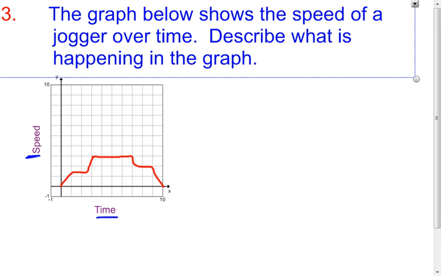So what's happening in this section right here is the jogger is increasing their speed. Starts out slow, increasing their speed from here to here, right? The same thing is happening right there. The jogger is increasing their speed as time goes by. Okay? So for me, the blue section means that the jogger is increasing their speed, getting faster.